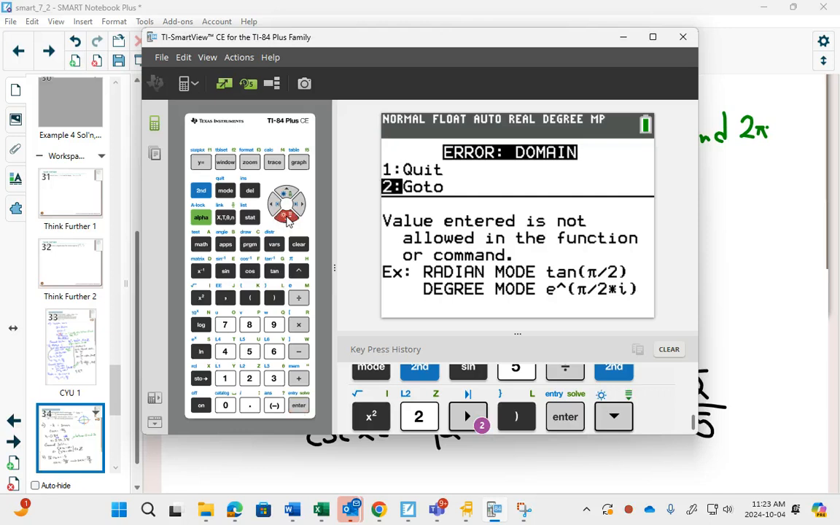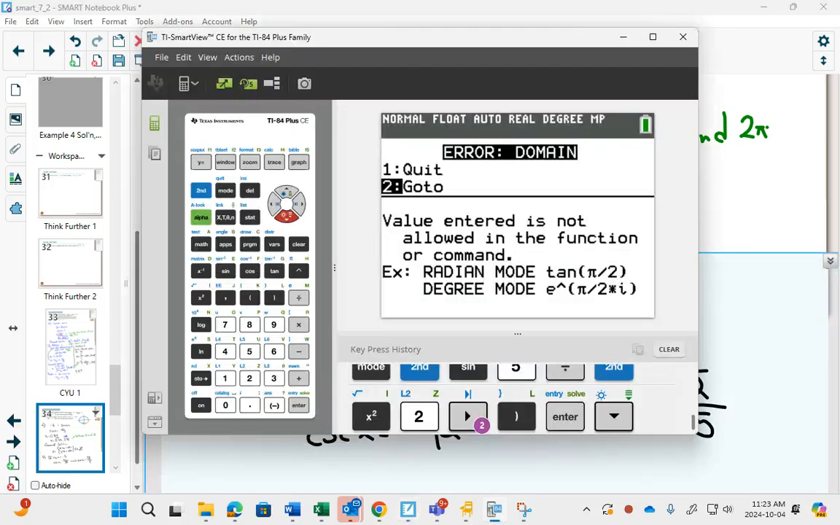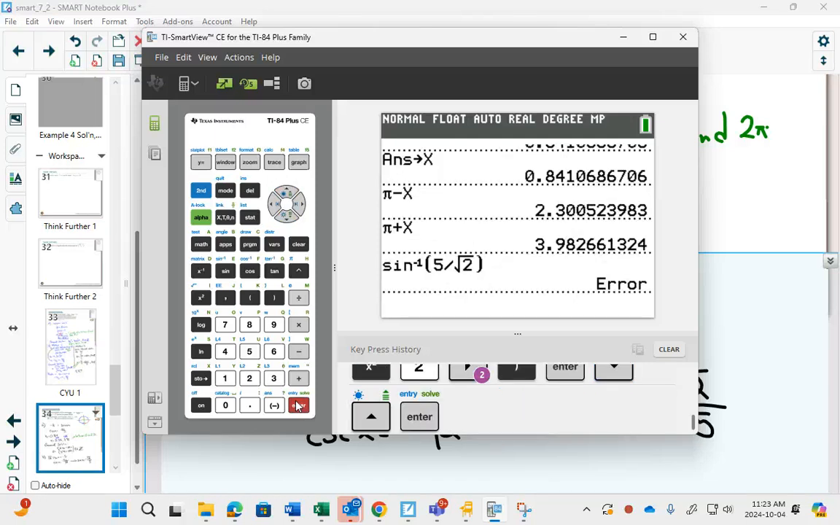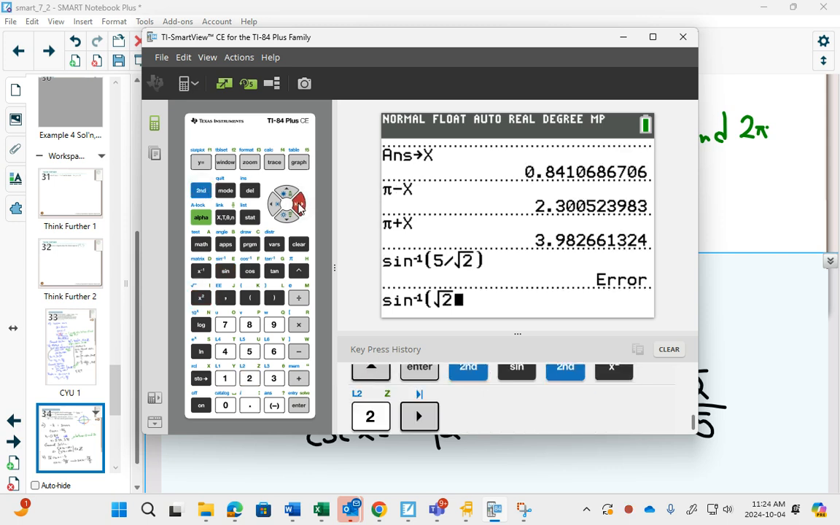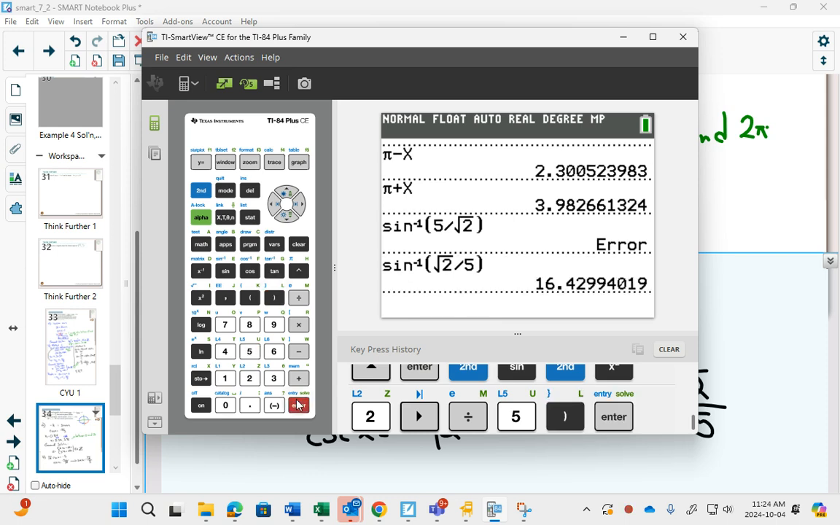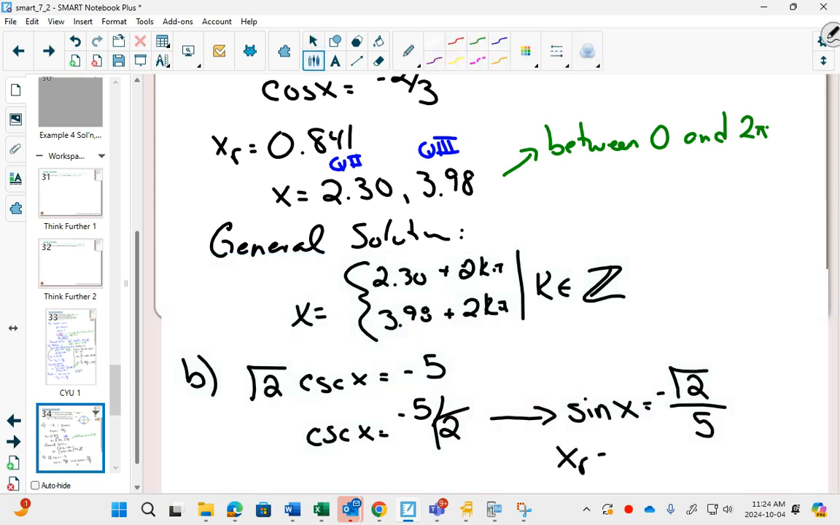Oh, and what did I do? No, I wrote it wrong. Try again. Sine inverse of square root of 2 divided by 5. And 16.4 is our reference angle. How much do they want us to round to? The nearest degree. Oh, they're making our life easy. So our reference angle is 16 degrees.